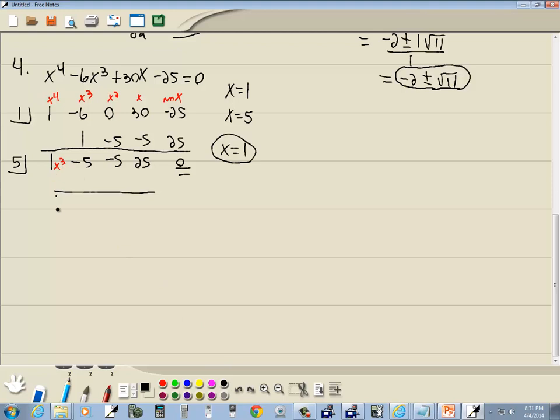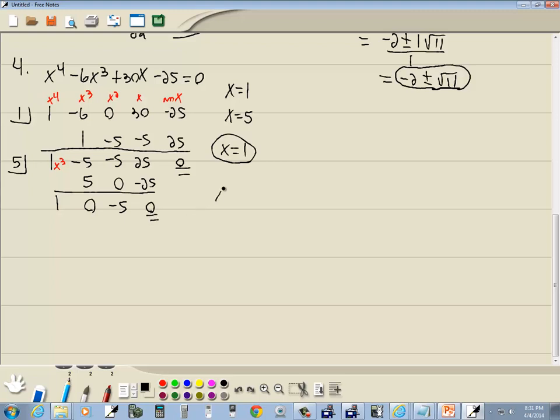Okay, so we're going to add, multiply. 5 times 1 is 5. Add, -5 plus 5 is 0. Multiply, 5 times 0 is 0. Add, -5 and 0 is -5. Multiply, 5 times -5 is -25. And then add, 25 minus 25 is 0.